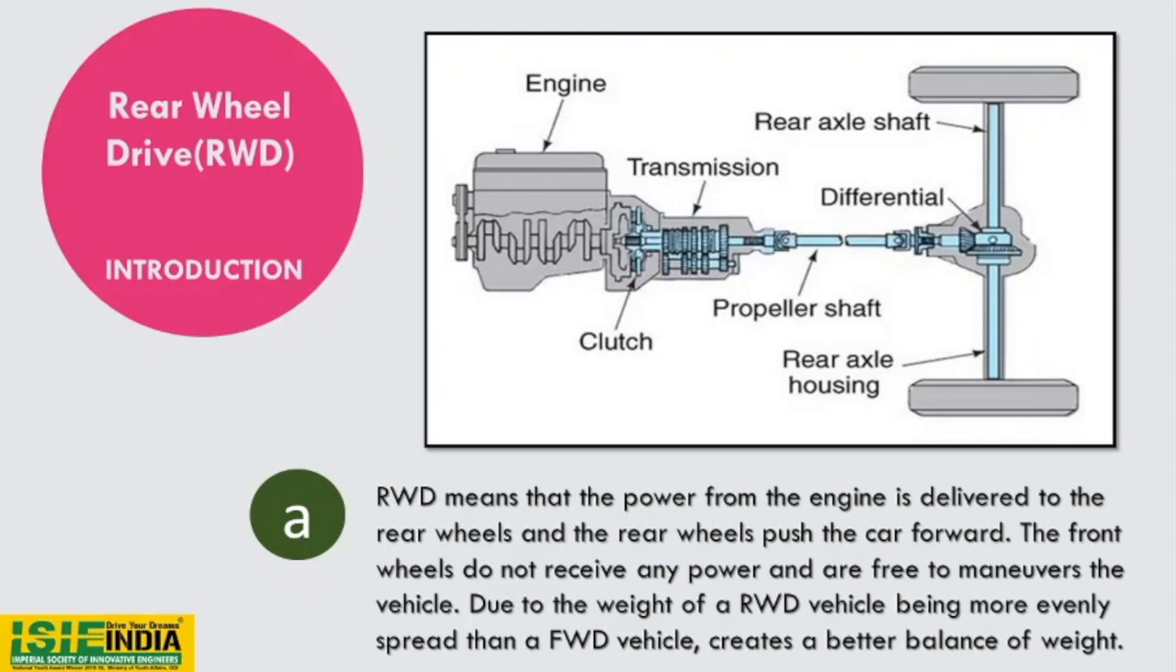As you can see in this figure, there are two yokes or two assemblies of yokes. It is connected to the differential, which allows power distribution between the left wheels and right wheels in the case of turning. Therefore this power is distributed to the rear axle shaft. Now let us see its advantages and disadvantages.